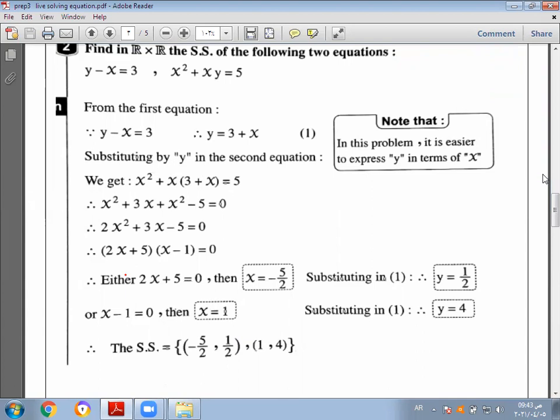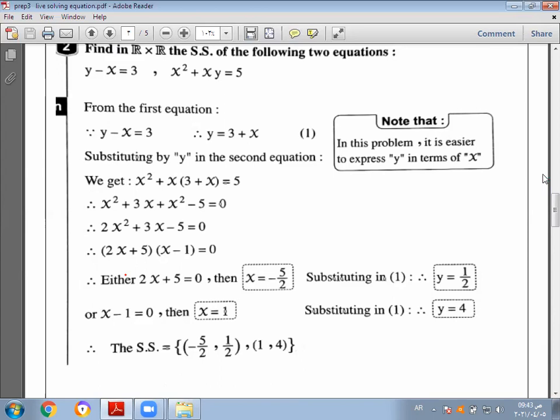In this example, we have two equations. The first equation is y minus x equals 3, which has two variables in first degree. The second equation, x power 2 plus xy equals 5, has two variables and one of them is in second degree. X power 2 is second degree. How can we solve it?